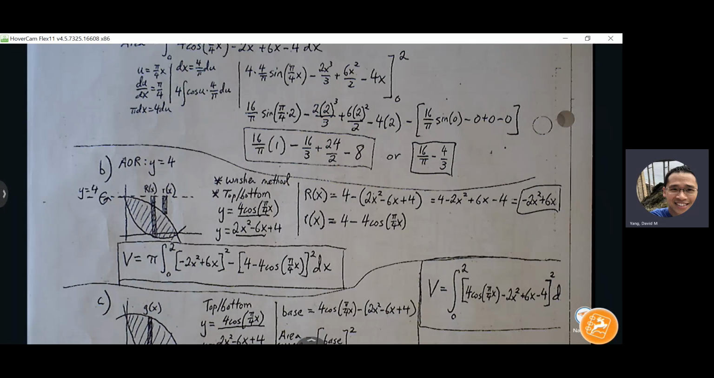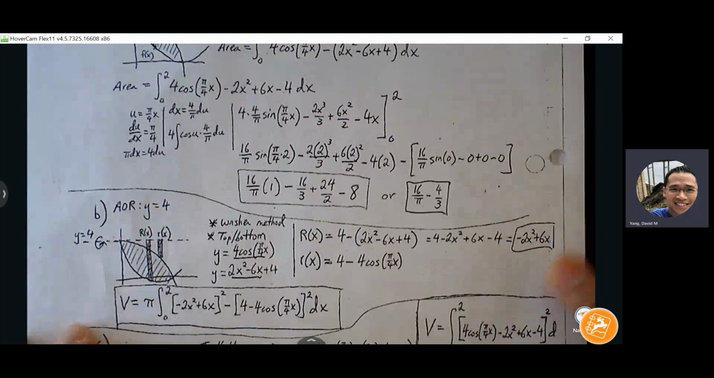Okay. Any questions with part B? Part C.